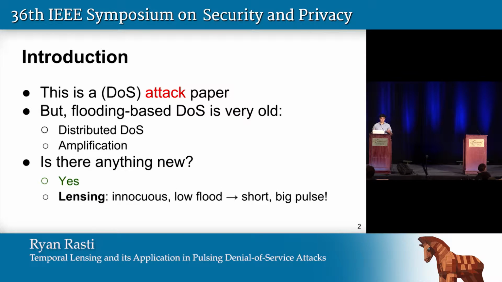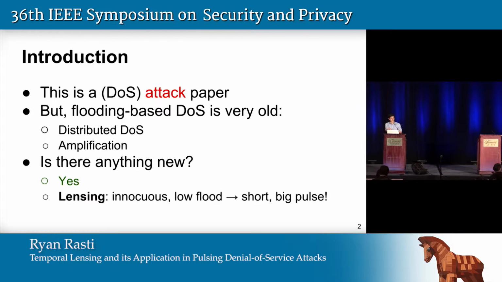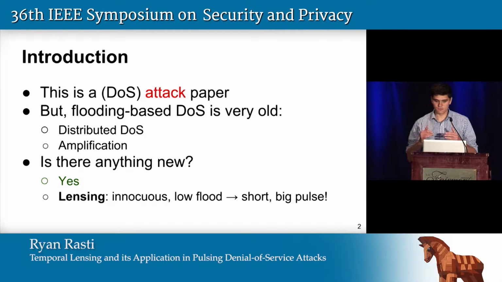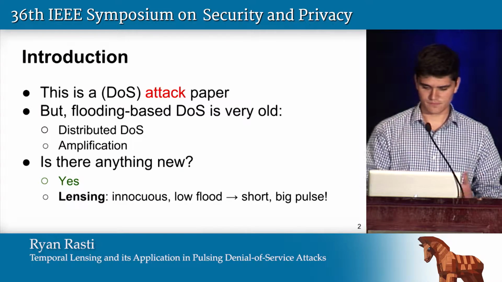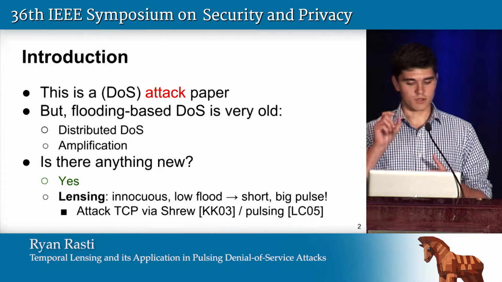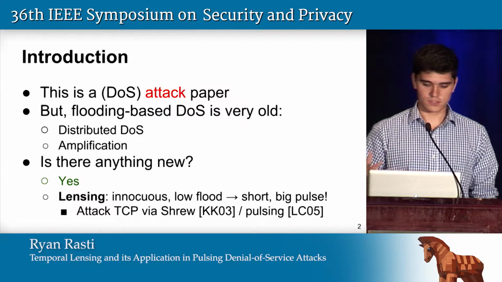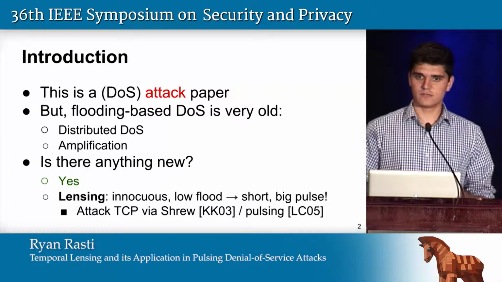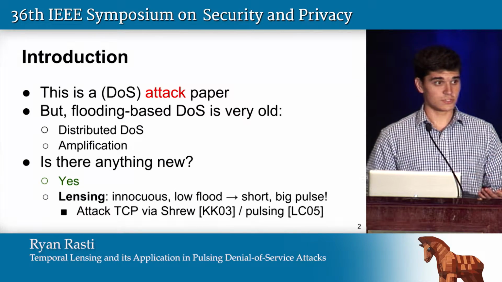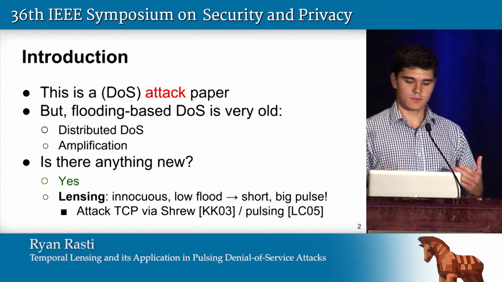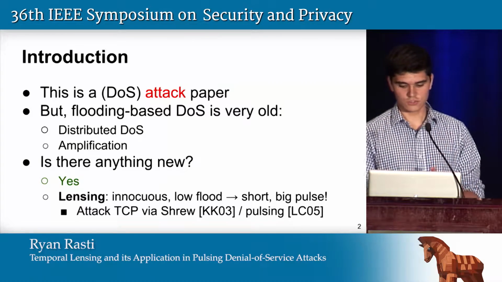We can actually, using something called temporal lensing, which we develop here, take a low bandwidth flood from an attacker and change the packet arrival times at the victim so that this low flood turns into a short but large pulse. This kind of pulsing attack, the pulses themselves, have been explored in previous works, and they can target TCP's retransmit timeout and additive increase multiplicative decrease mechanisms, as explored in the Shrew and pulsing papers, right? But the novelty here is that we're able to use the entire attacker bandwidth and funnel it up into a short pulse, right?